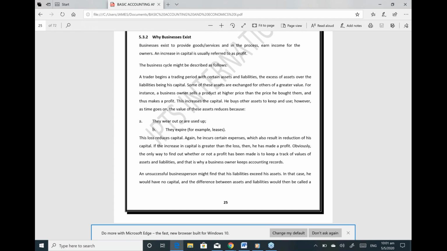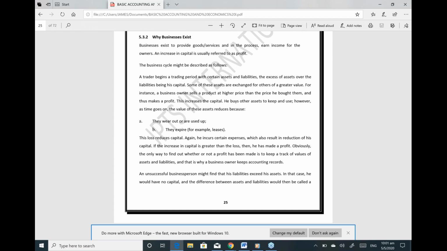So as time goes on, the value of the asset reduces because we are now looking at the issue of depreciation. The value begins to depreciate. Why? Number one, because they wear out or are used up. When you buy a car, the day you buy it, you begin to put money aside, because in 5 years, if it's not well taken care of, the car goes off. With wear and tear, when it's no more working as expected, you need to dispose of it.